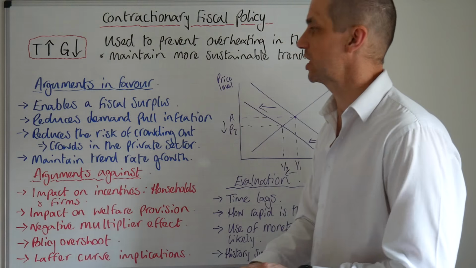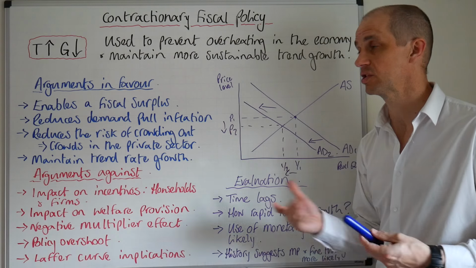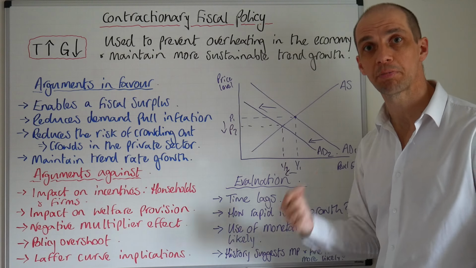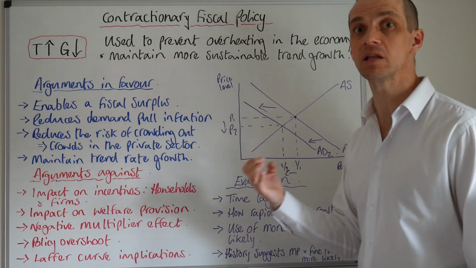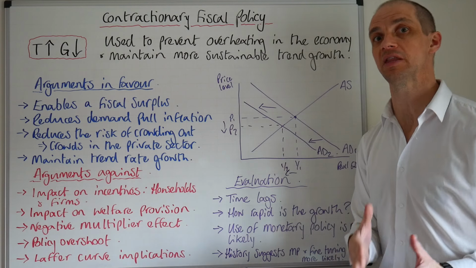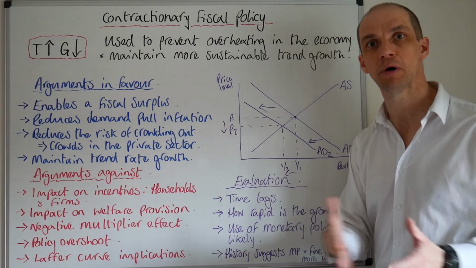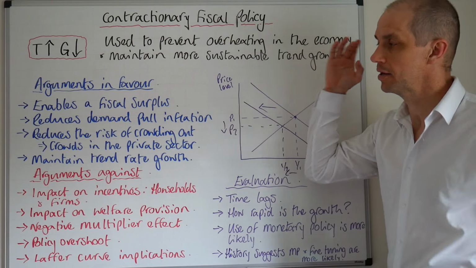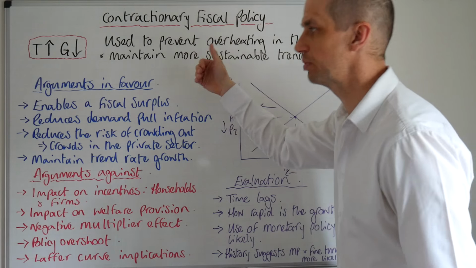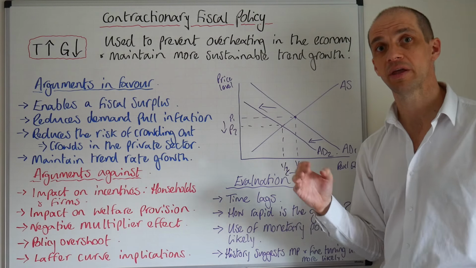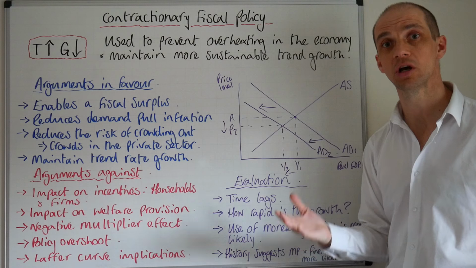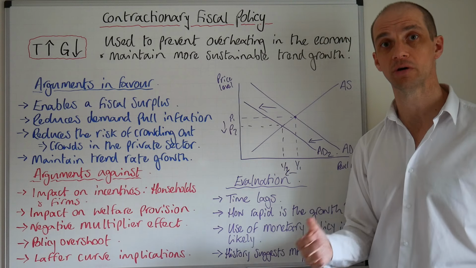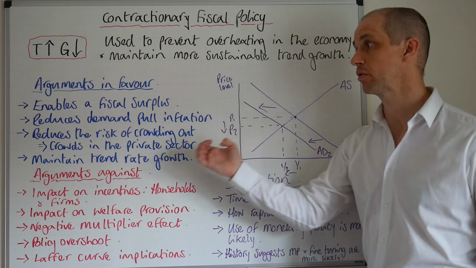Okay, so what are the potential arguments in favour of doing so? Well, obviously you want to prevent that overheating, you want to prevent a really nasty bubble forming in the economy, because bubbles don't just gradually deflate, they burst. So that's going to be the number one reason, but beyond that it may also enable the government to run a fiscal surplus, and this is what is often argued should be done at times of sustained economic growth.